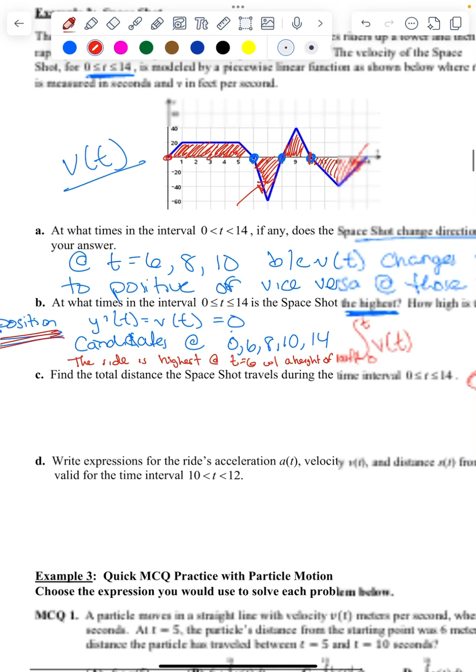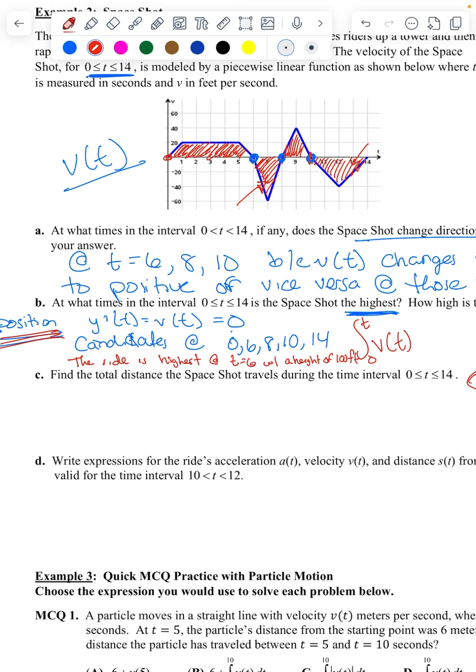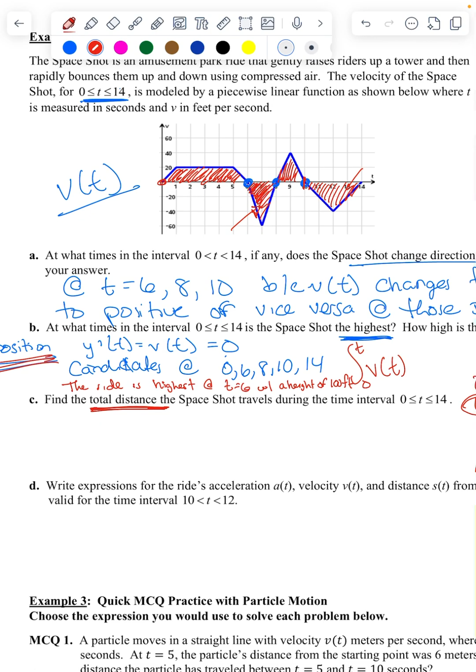All right, finding the total distance. So from that table that I just showed you, finding total distance, you have to add up all of the parts, ignoring the fact that you went backwards, right? So even though this is a negative velocity, this means that you're going backwards, you're still moving a distance. So finding the total distance, review it in the table again if you need to, is equal to the integral from 0 to 14 of the absolute value of v of t.